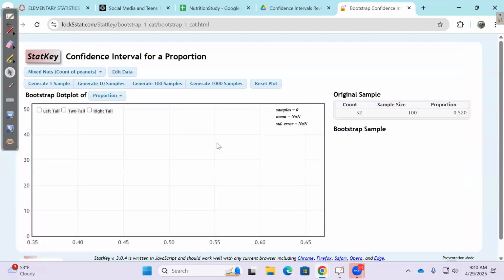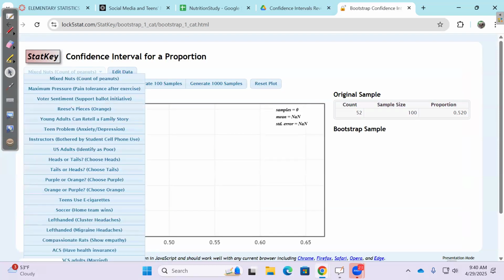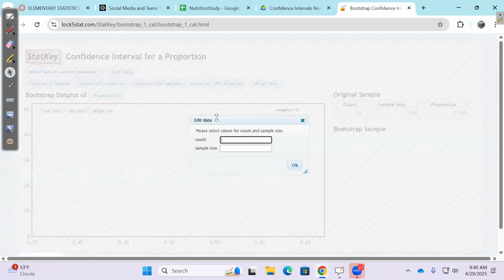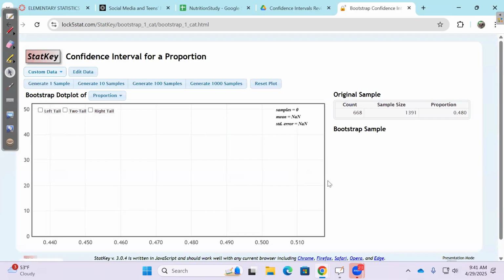So single proportion. And STAT243 has a bunch of preloaded data in there. I'm going to edit their data out and my data in. For a proportion, you just need to know what's the count of the favorable thing and what's the total. So for 48%, we decided based on the calculation that 668 people said yes out of a sample size of 1,391. And then STAT243 off to the side says your original sample had a count of 668 and a sample size of 1391, which gives you a sample proportion of 0.48, which meets my expectations.